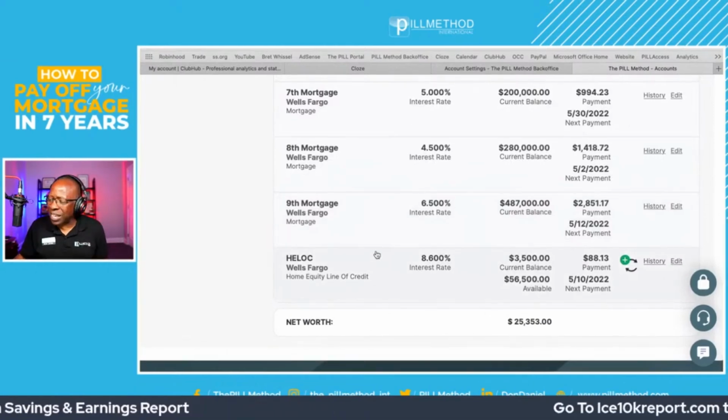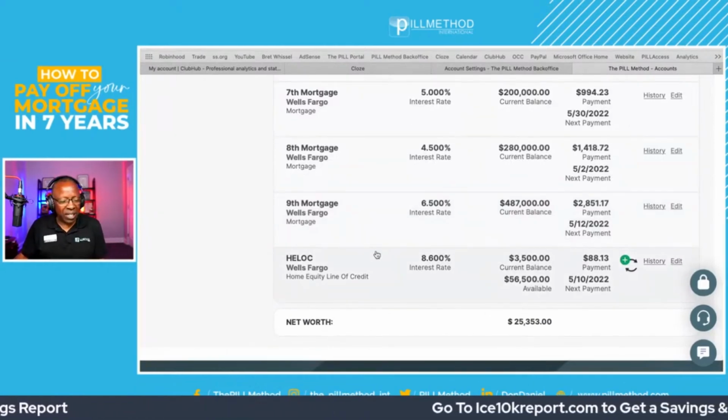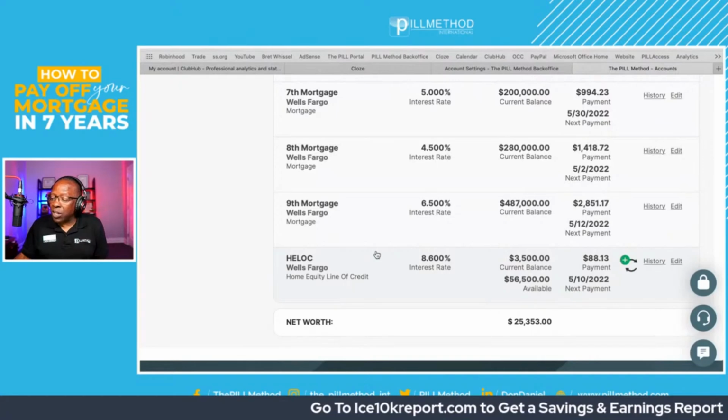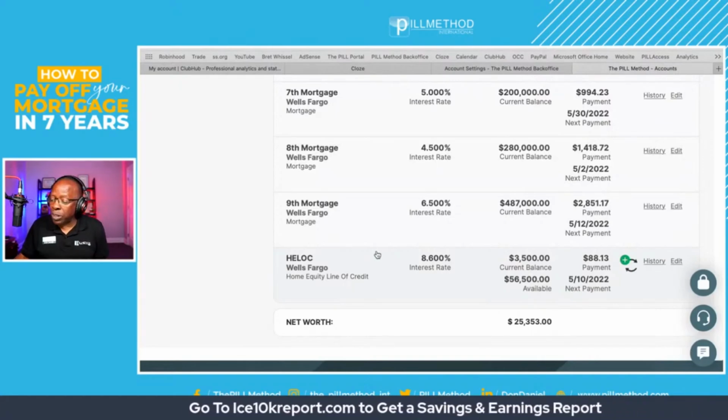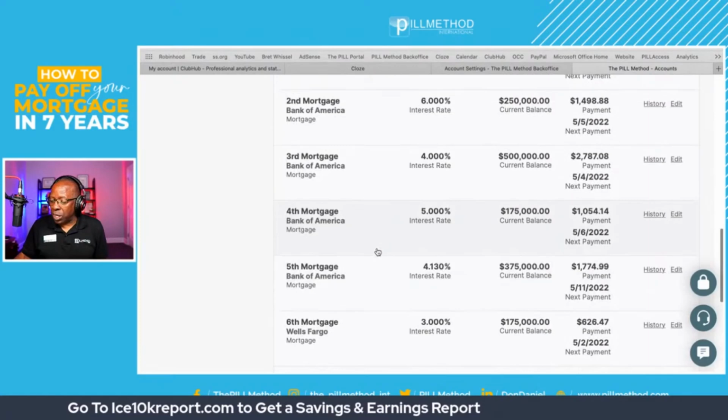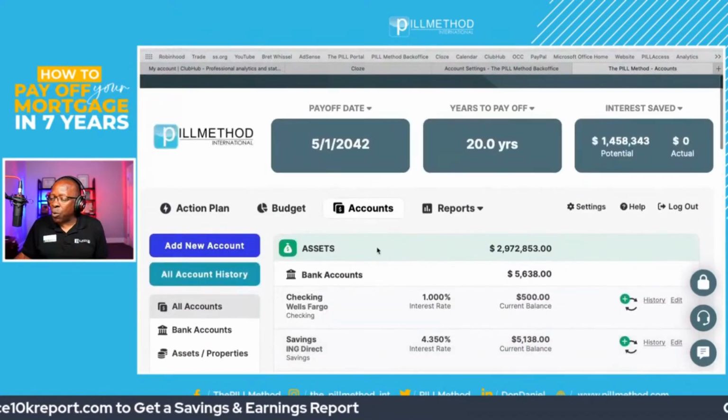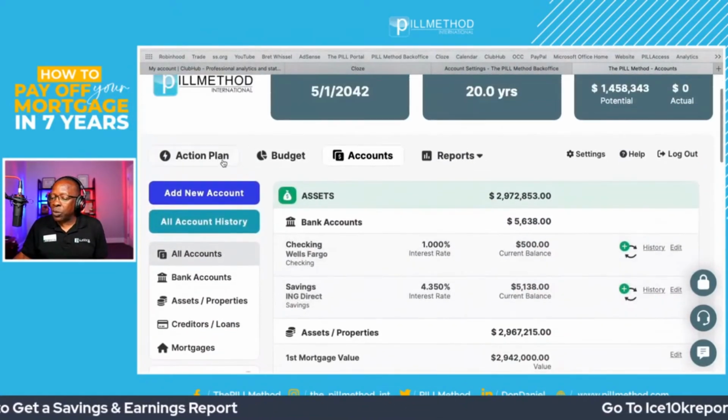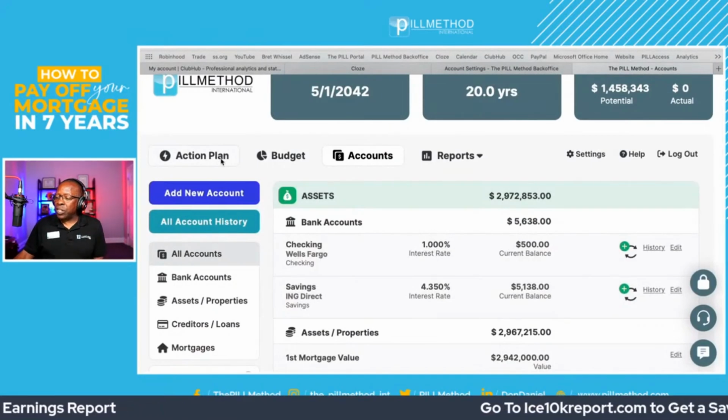Ooh, did I say 10 mortgages? It's actually 11, because a HELOC is a second mortgage on one of the properties. So we've got 11 mortgages in here, and let's see how the program deals with it. So let's go to action plan and see what's going on.